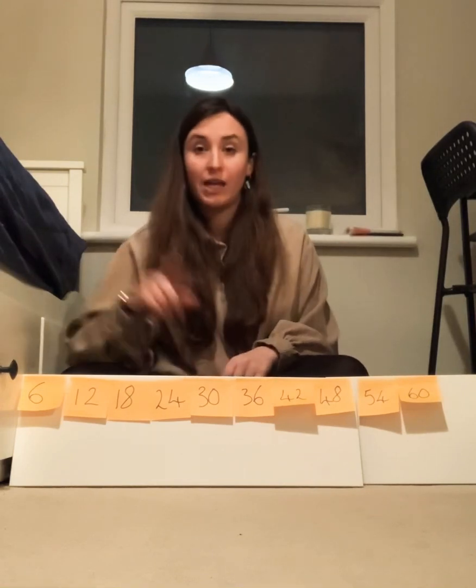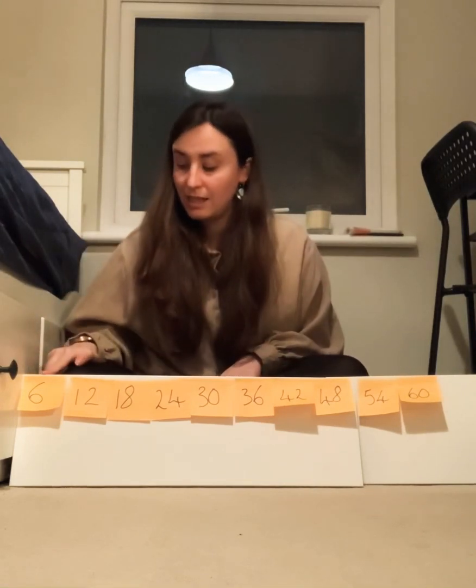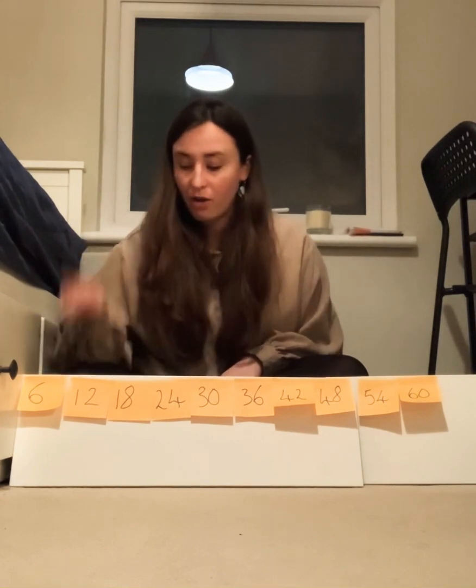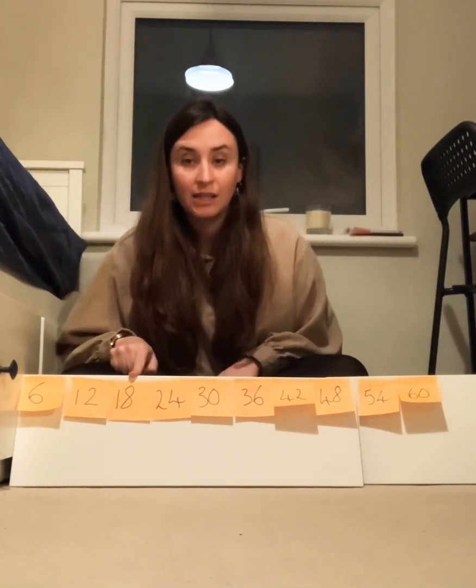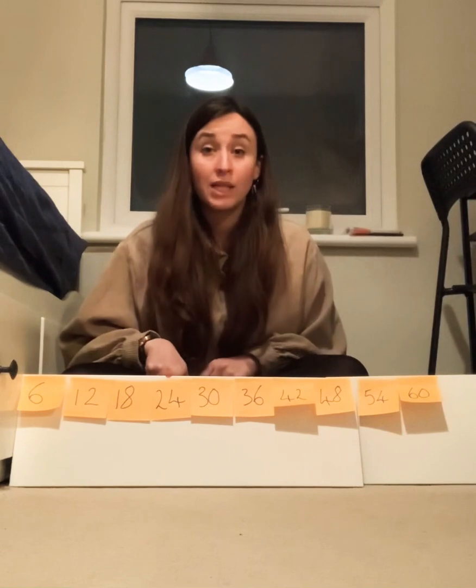54 is 9 times 6. Okay, let's say our 6 times table all together. 1 times 6 is 6. 2 times 6 is 12. 3 times 6 is 18. 4 times 6 is 24.